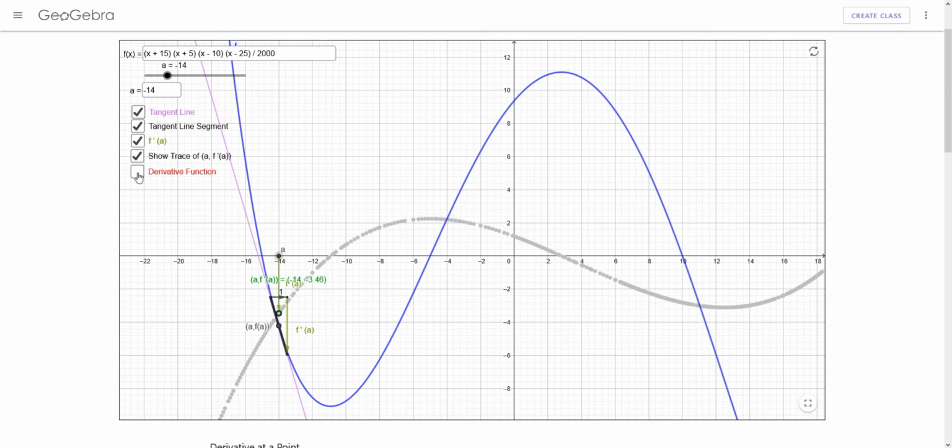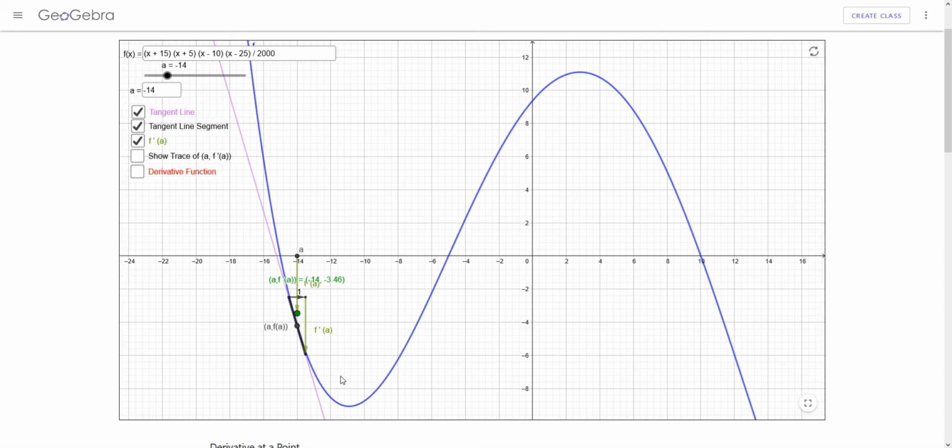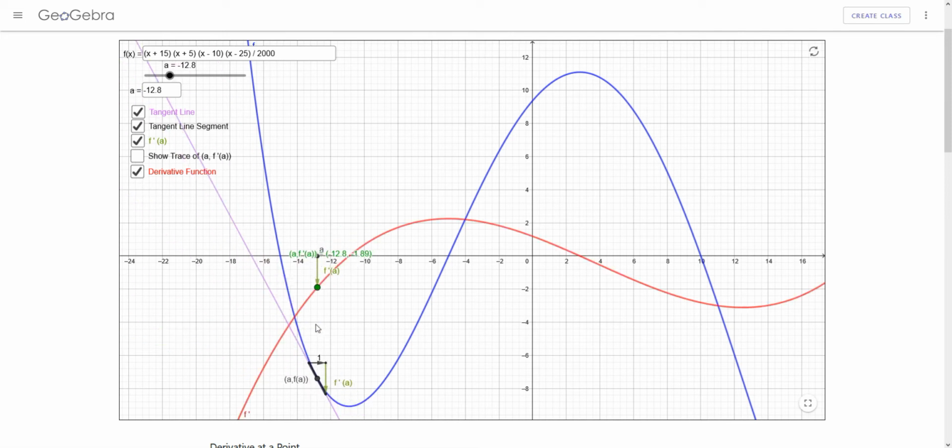Here's the actual derivative function. Now, if you want to turn the trace off, let me show you something. Turn that trace off, and then just move this a little bit, it'll disappear. And so this is the derivative function, and you can see that as A moves across here, we get the derivative function graphed out.